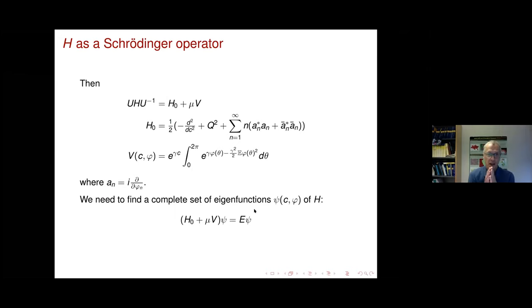Okay, so what does the Hamiltonian then look like? This abstract Hamiltonian coming from the dilation. Well, everybody who has studied quantum field theory knows what it looks like.